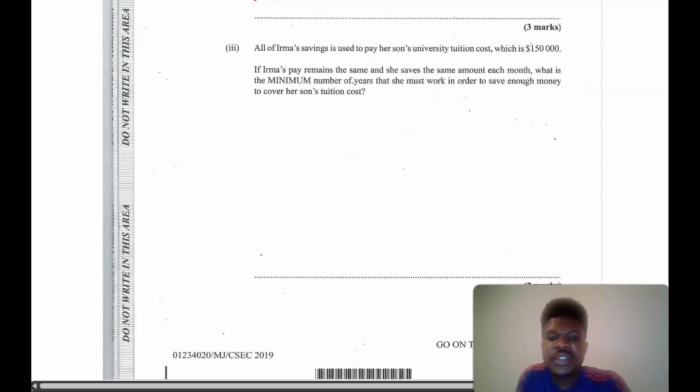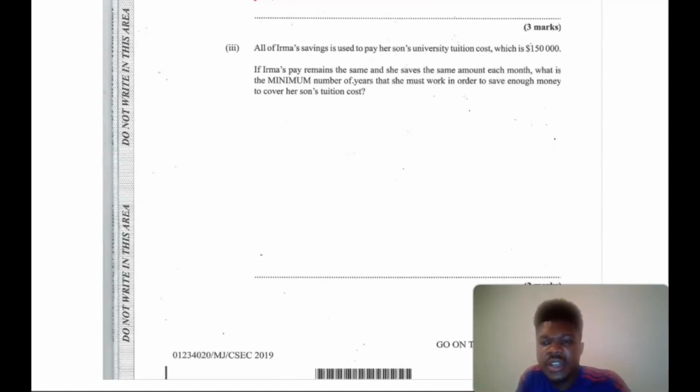All of Irma's savings is used to pay her son's university tuition cost, which is $150,000. If Irma's pay remains the same and she saves the same amount each month, what is the minimum number of years that she must work in order to save enough money to cover her son's tuition cost? Well, we know the amount she earns per year, and we also know how much she saved, 1,750. That's the amount she saves each month. The only part of her pay she can use for her son is the savings. There's no extra money for miscellaneous. So it's just the savings.